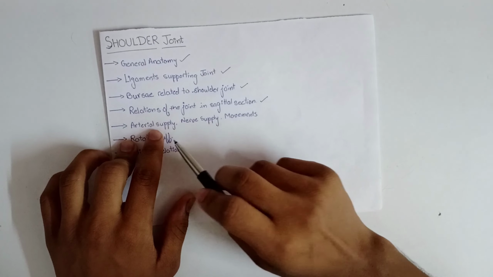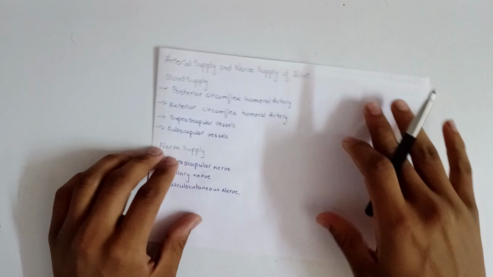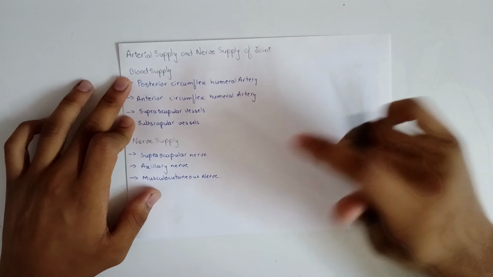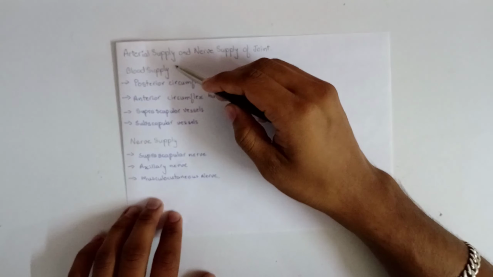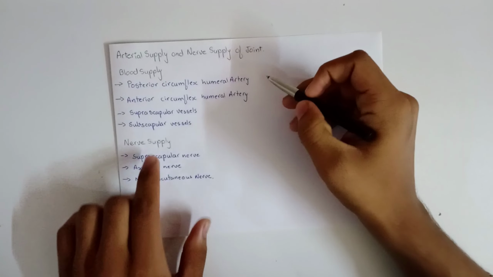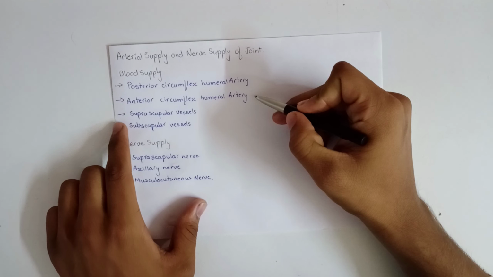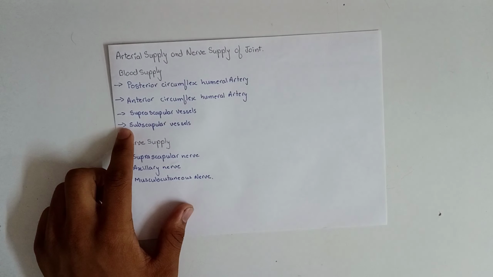Now we have to cover the topic arterial supply, nerve supply and movements. Arterial supply and nerve supply of the joint. What is the blood supply of the joint? We have posterior circumflex humeral artery, anterior circumflex humeral artery, suprascapular vessels and subscapular vessels.